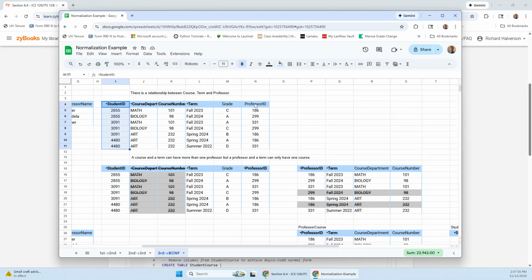What does work is the professor ID plus the term, because professor ID plus the term gives us Math 101. This different professor with the same term also gives us Math 101. So what we will do is we will remove these two columns, and we'll create a new table with professor ID, term, and these two columns over here, professor ID and term, and that's going to determine the course. These are the courses.